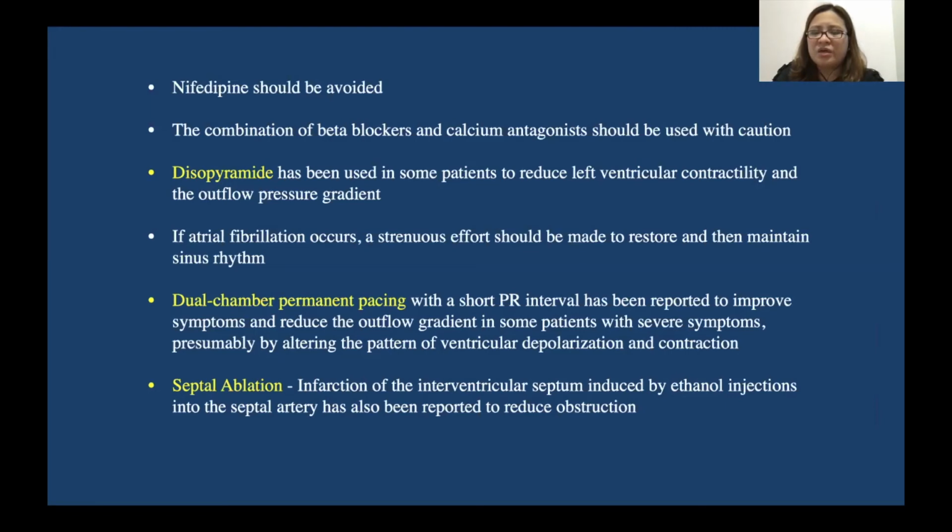So in here, there is ethanol injection into the interventricular septum causing infarction. So ethanol is injected into the septal artery, producing infarction of the septum.